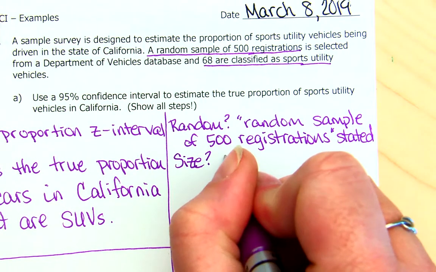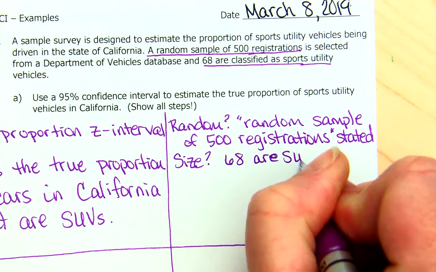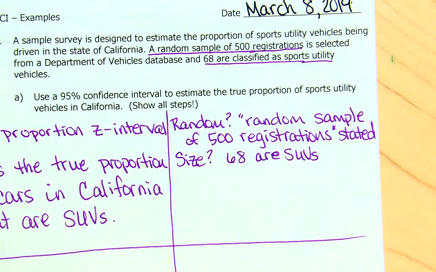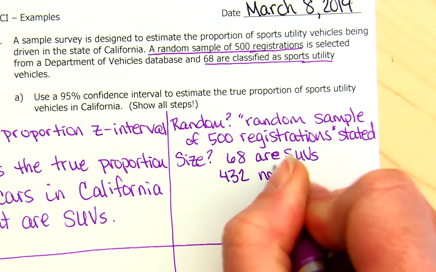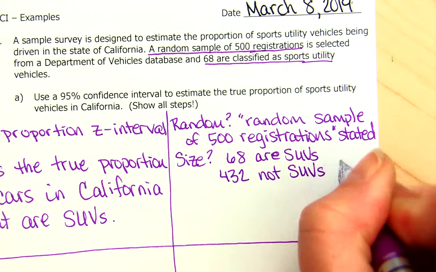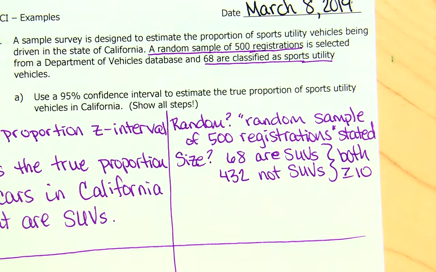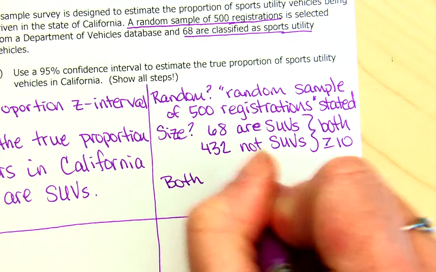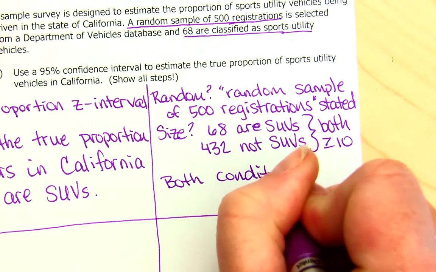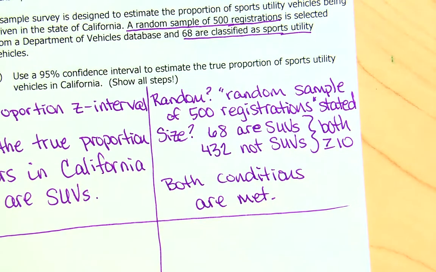68 SUVs. So that leaves how many that are not? Out of 500, we had 68 that are. 432. So 432 are not SUVs. And both are greater than or equal to 10. So we're good. So both conditions are met.